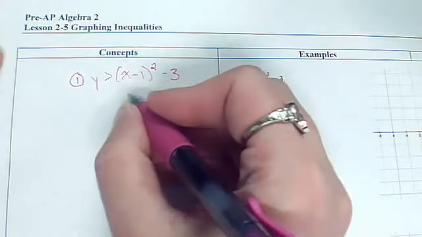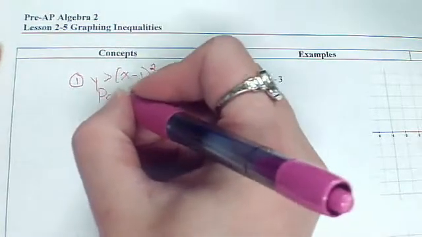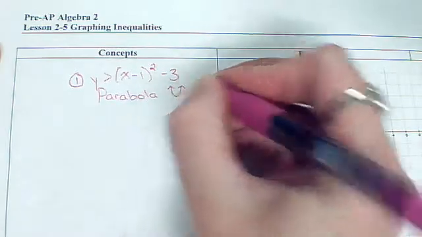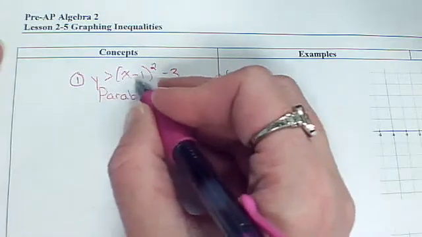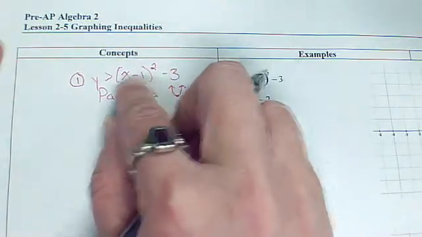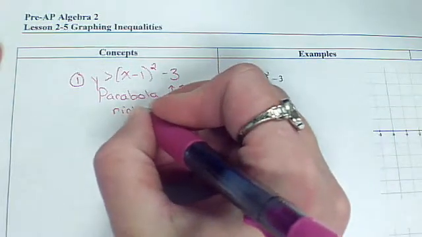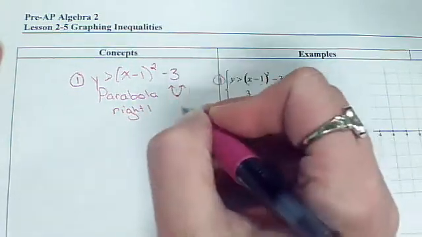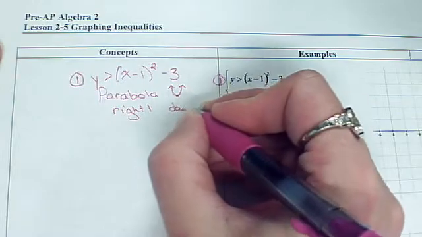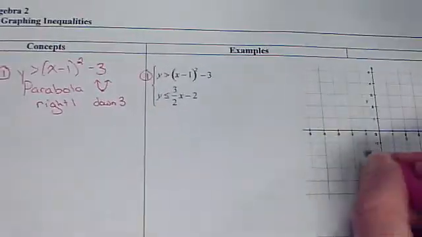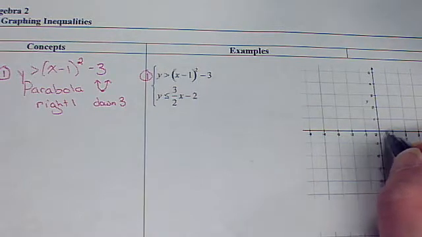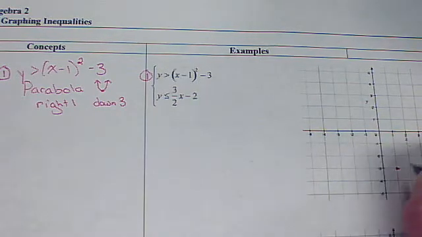So let's talk about this a little bit. It's a parabola. Now your parent function of a parabola is like this and it starts at the origin. But this is moved, isn't it? Do you remember what subtracting 1 from the x actually does? It moves it right 1. The minus 3 at the end moves it down 3. So we have a parabola that's not at the origin. It has been moved right 1 and down 3.